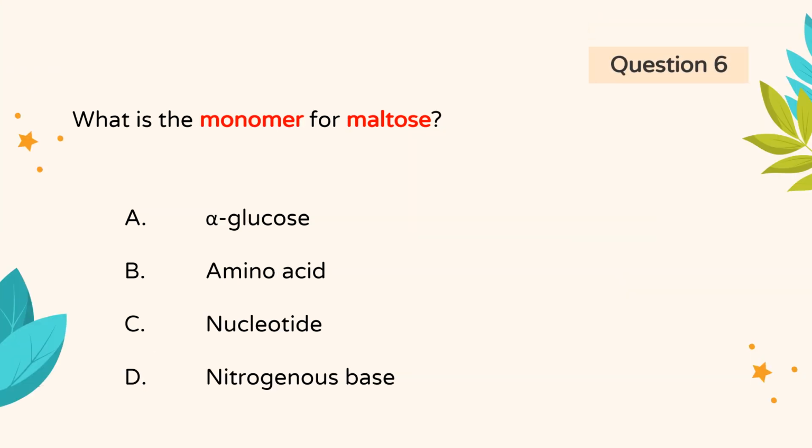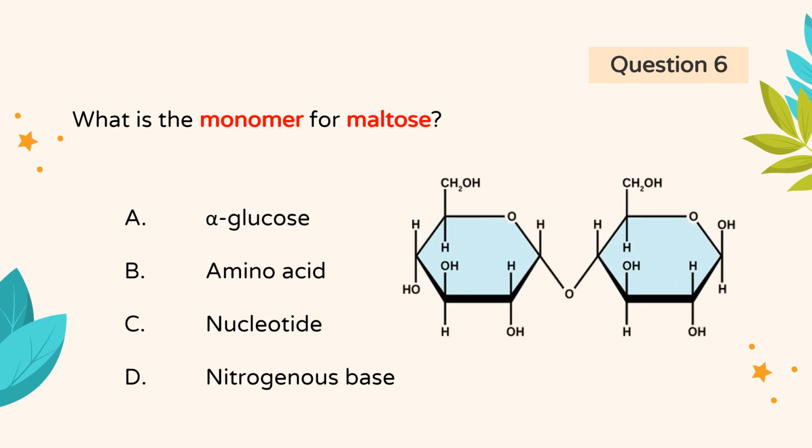Let's proceed to question 6. What is the monomer for maltose? From the structure of maltose, we can identify that it is made up from combination of 1 and 2 alpha glucose together. So the answer is A.